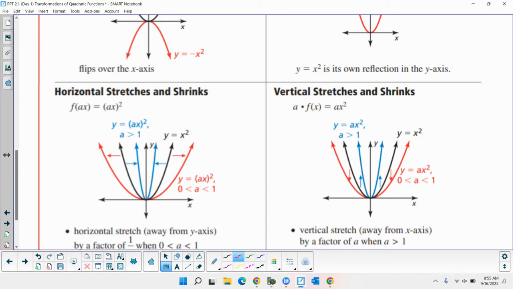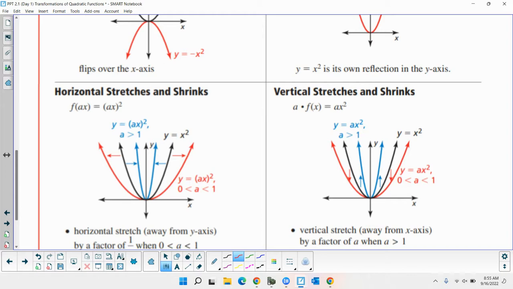Okay, vertical stretches, we multiplied by the whole thing. Stretches, it was a number bigger than 1. So it stretched it, that blue part, so it got longer. If it's between 0 and 1, a fraction, then it kind of squashes it, compresses it, makes it wider. Okay?